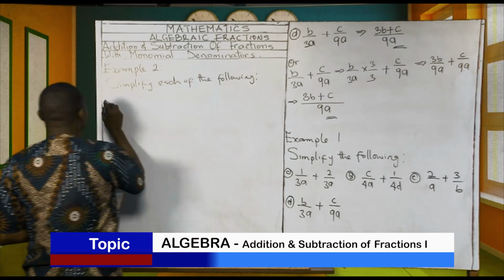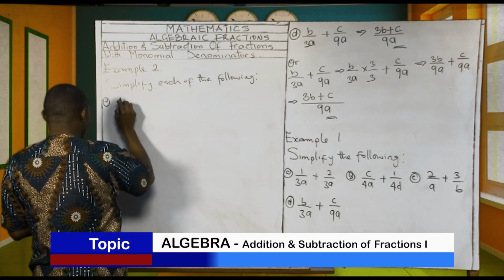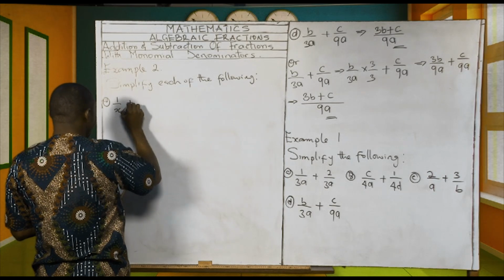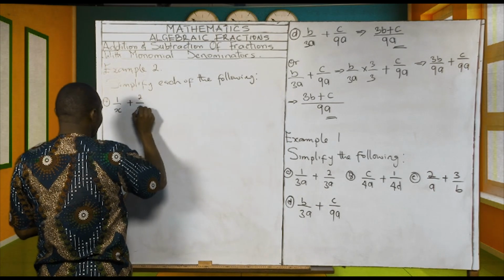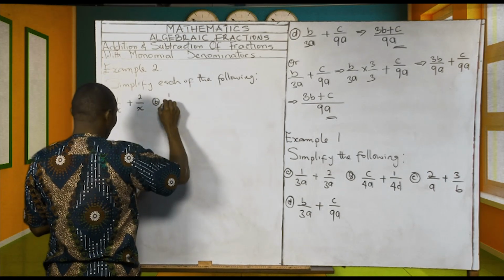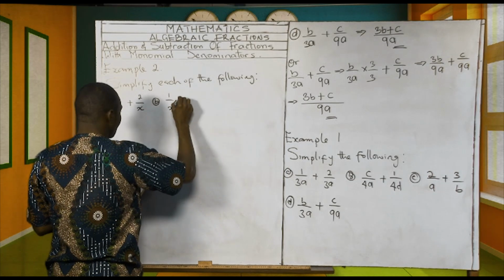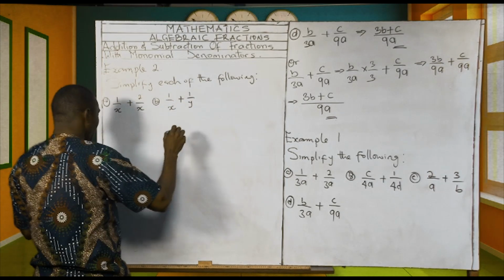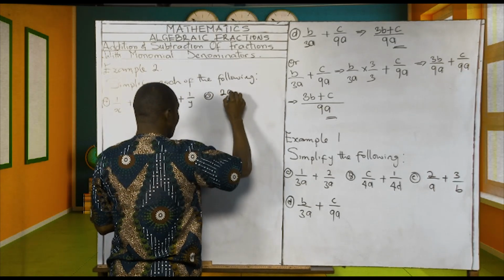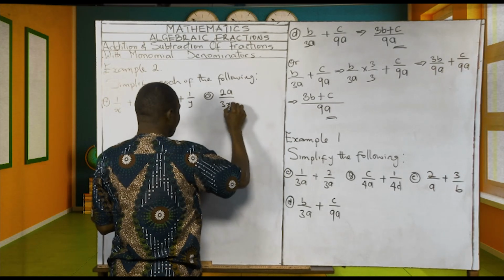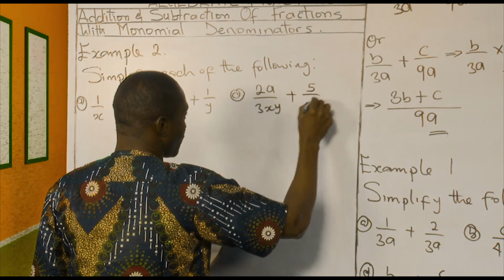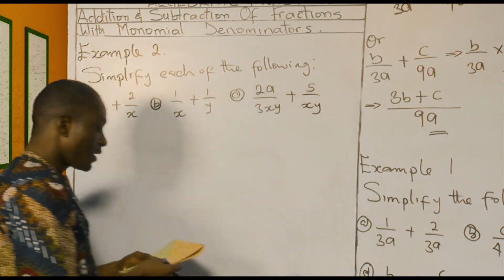Okay, following. A, we have 1 over x plus 2 over x. B, 1 over x plus 1 over y. C, 2a over 3xy plus 5 over xy.